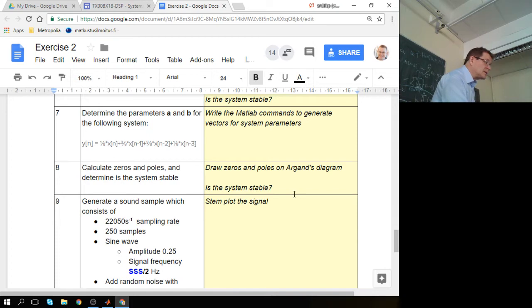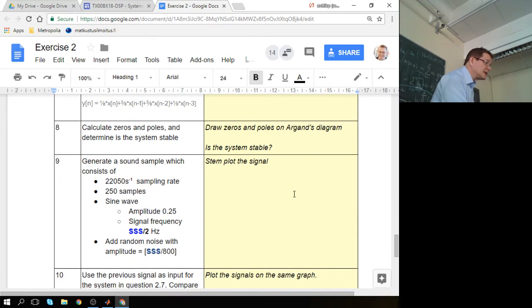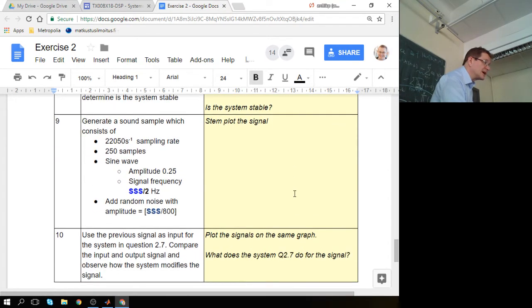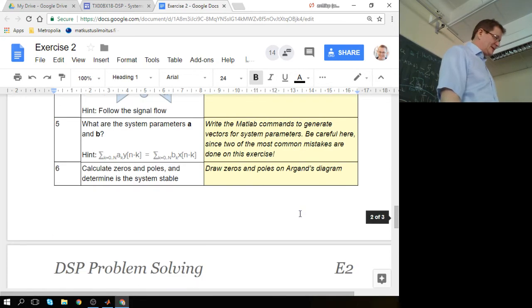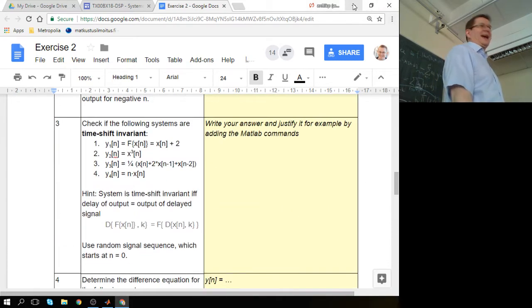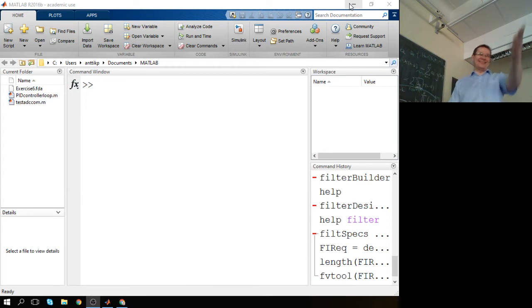Okay, and then about A and B from the difference equation again. Calculate zeros and poles. Yes. Sound sample. See what system A does for a sound sample. Good. Sounds like fun, at least for me. See, people are smiling already.